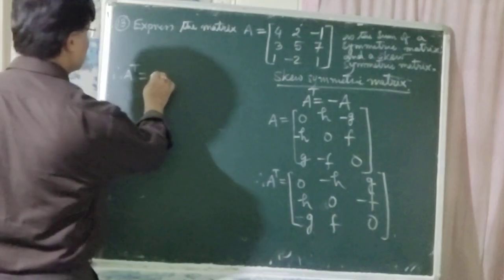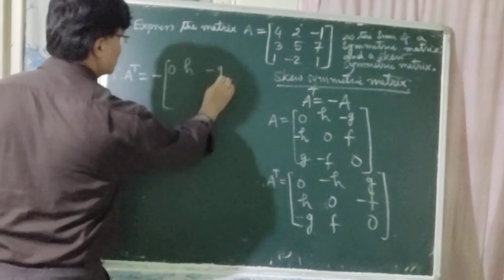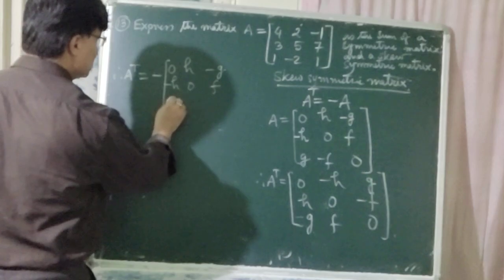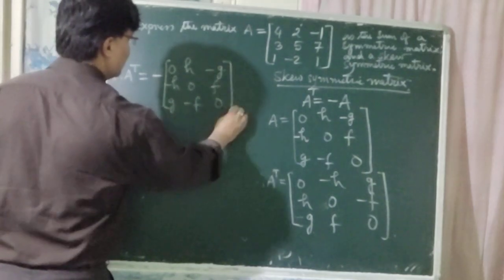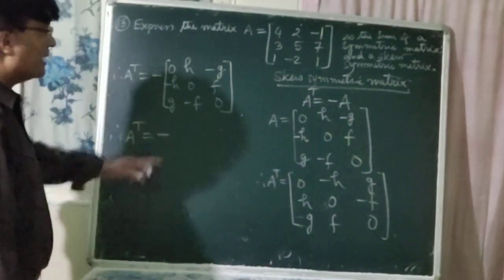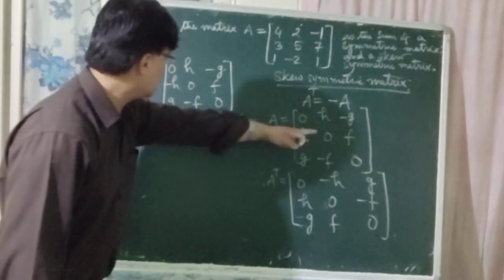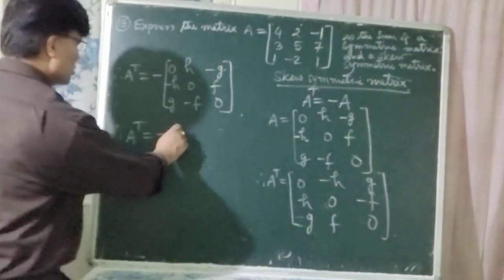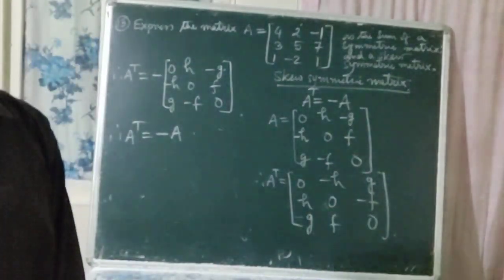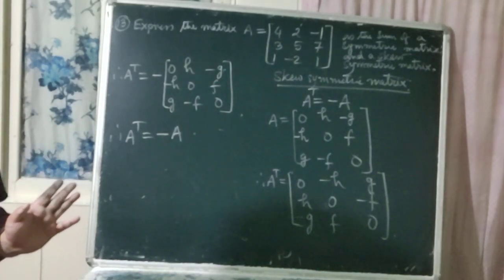Okay? So here minus is taken common. So what do we get? 0, H, minus Z; minus H, 0, F; and Z, minus F, 0. Okay? That means A transpose is equal to minus, again the same matrix A is there, isn't it? Compare these two: 0, H, minus Z; minus H, 0, F; Z, minus F, 0, that is A. So if you can prove that A transpose is equal to minus A, then that matrix A is a skew symmetric matrix. So I think you have understood it.